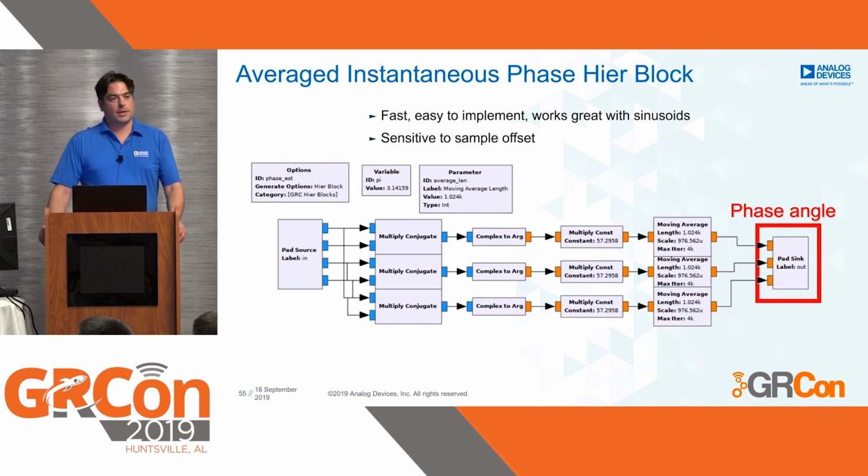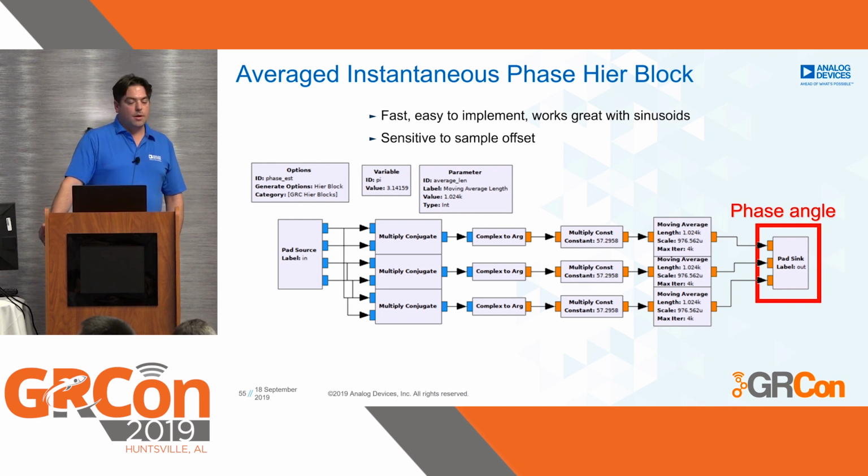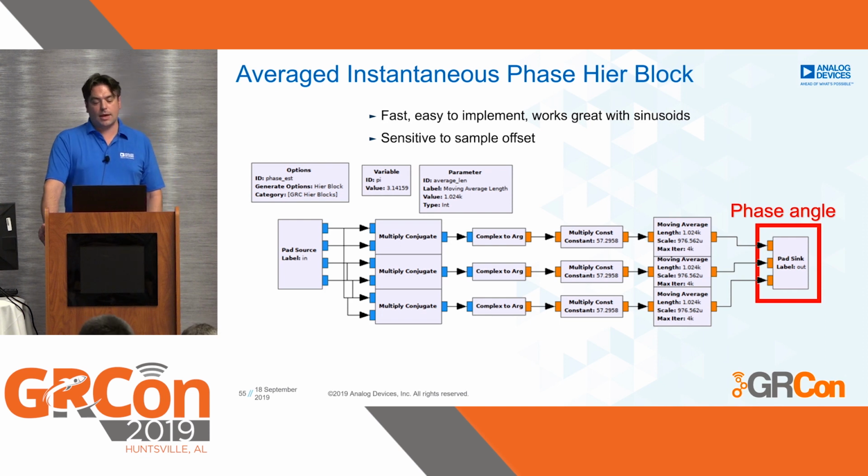Travis, my colleague, implemented two hierarchical blocks that are both available on our GitHub. I think one of the slides actually has the URL. So this method is easy to implement, works great with sinusoids, but is a little bit more sensitive to sample offset. How it works: we take the channel, multiply by the conjugate, compute the angle, then multiply by a constant to scale it into degrees, and then we average it.